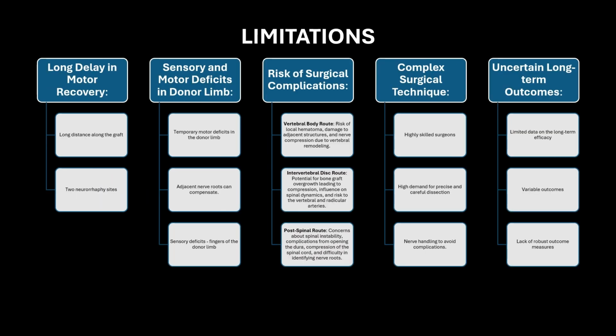The limitations of this procedure: one, there's a long delay in motor recovery. It's not totally predictable, but I feel that the reduction in spasticity from the neurectomy of the affected C7 is beneficial. And if you're using a nerve graft, then there are two neurorrhaphy sites, and that comes with its own problems.